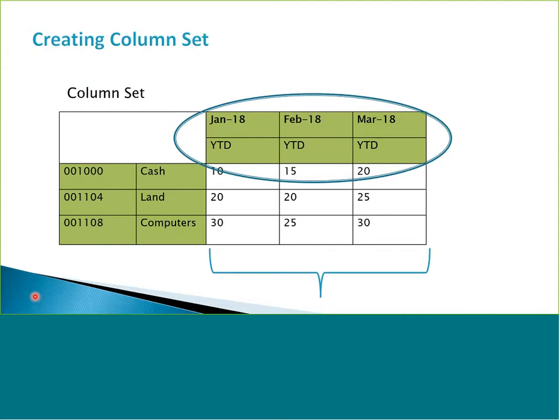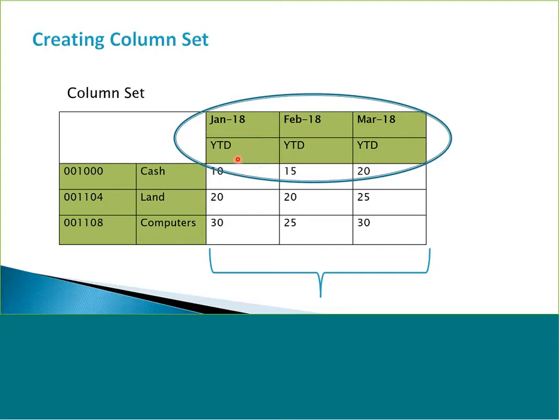So we mentioned how the row set and the column set are the two mandatory features that we need in order to create an FSG report. And we saw what a column set does. In a column set, you specify the periods that you want to see in your reports, and with the interaction of whatever accounts you specify in your row set, you are able to see values for those periods and those accounts.